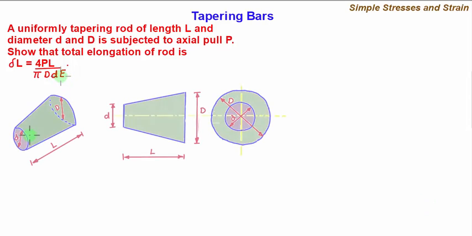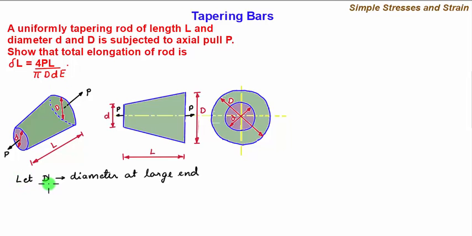into E. So consider a rod of length L whose diameter is increasing uniformly from small diameter small d to big diameter capital D. So this is a form of a conical section. We have shown the front and side view of the same uniformly tapering rod, which is subjected to an axial pull or tensile force P. So for this bar we have to show that the total elongation due to this applied tensile load is given by delta L equal to 4PL upon pi capital D small d into E.